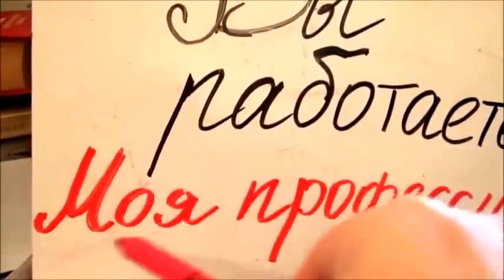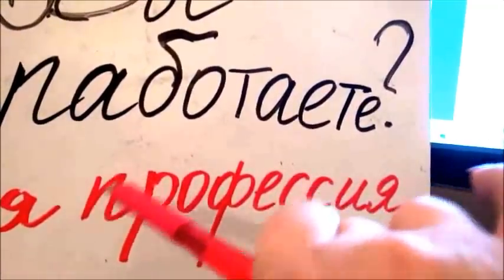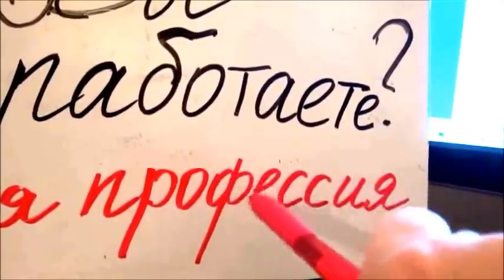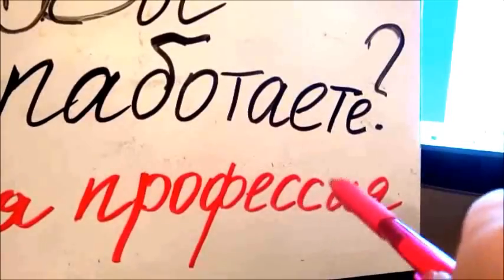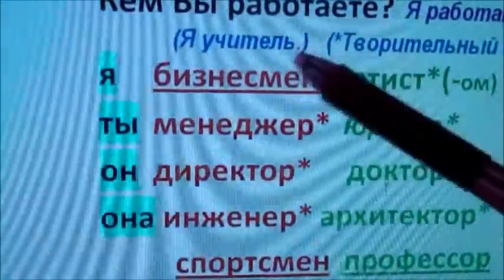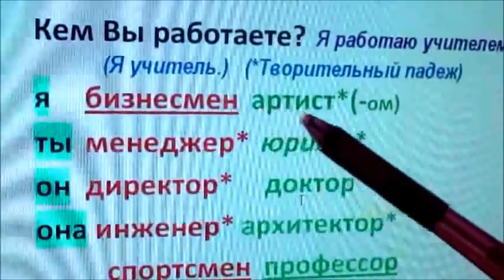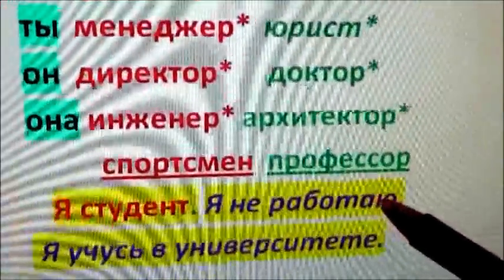And I say, моя профессия, my profession, моя. Я, моя. Профессия, my profession. Моя профессия учитель. I am a teacher. Моя профессия бизнесмен. Моя профессия менеджер, директор, инженер, артист, юрист, доктор, архитектор, спортсмен. Я профессиональный спортсмен. I'm a professional sportsman. Профессор. Моя профессия профессор. Doesn't sound good, no? Well, я профессор. Okay, thank you. Till next slide.